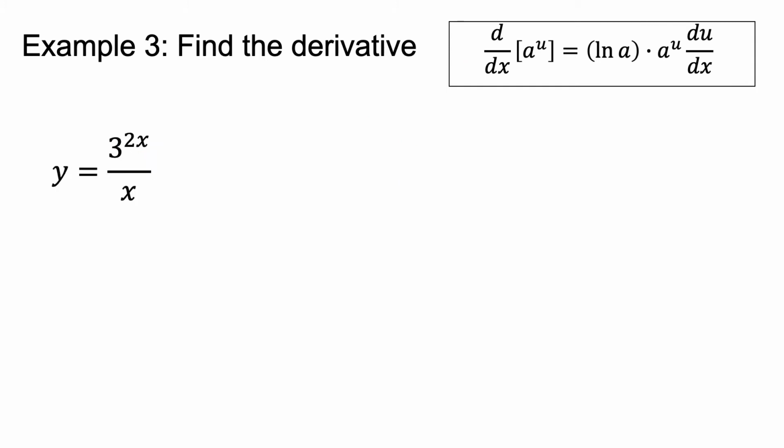Okay, now that we saw 2 introductory problems, let's look at a more exciting one. So here we're going to take the derivative of y equals 3 to the 2x over x. So hopefully you recognize that we have a function of x divided by a function of x. So ultimately what we're going to have to use here is a quotient rule.